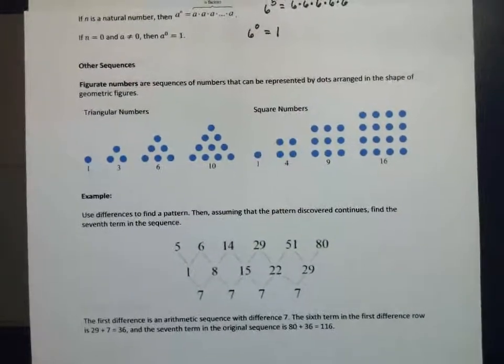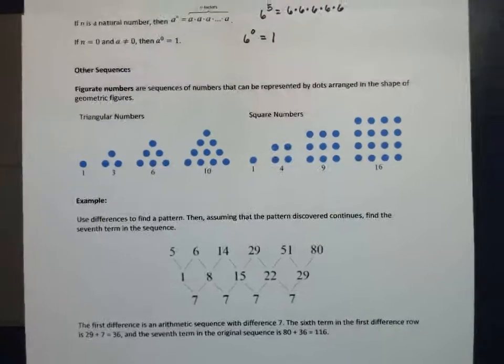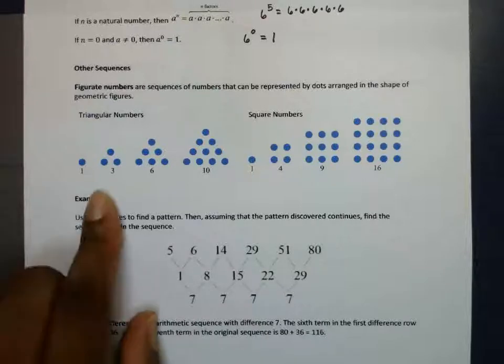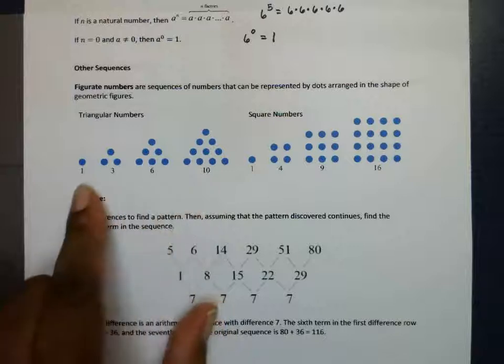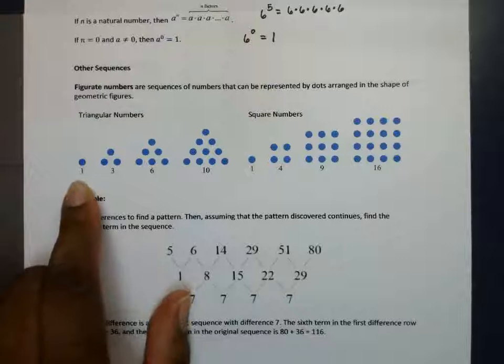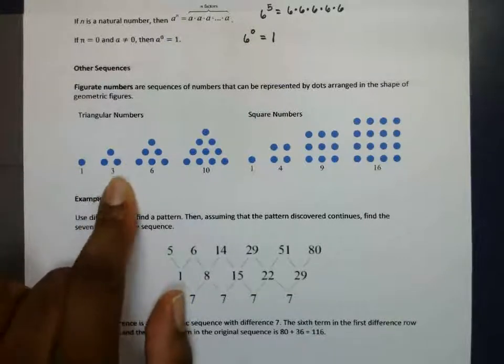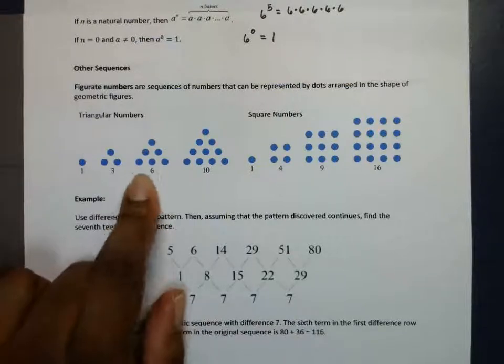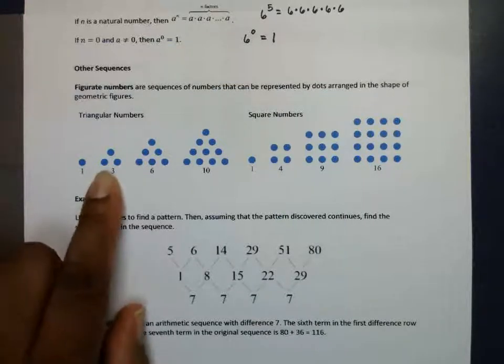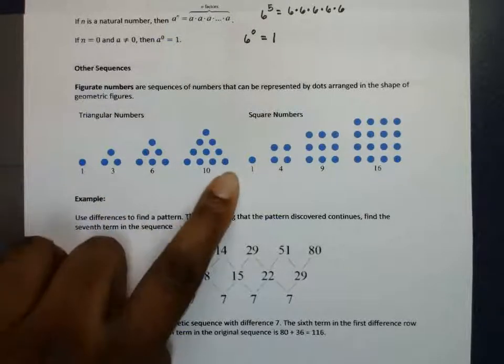Now, there are other sequences out there as well in mathematics. One of them is using figurative numbers. Those are sequences of numbers that can be represented by dots arranged in the shape of geometric figures. In this case here, we have triangular numbers. Here, those dots are in the shape of a triangle. We start off with one dot, that's 1. And then the next one has 3 in the shape of a triangle. Then 6 dots are in the shape of a triangle. And then 10 dots in the shape of a triangle.